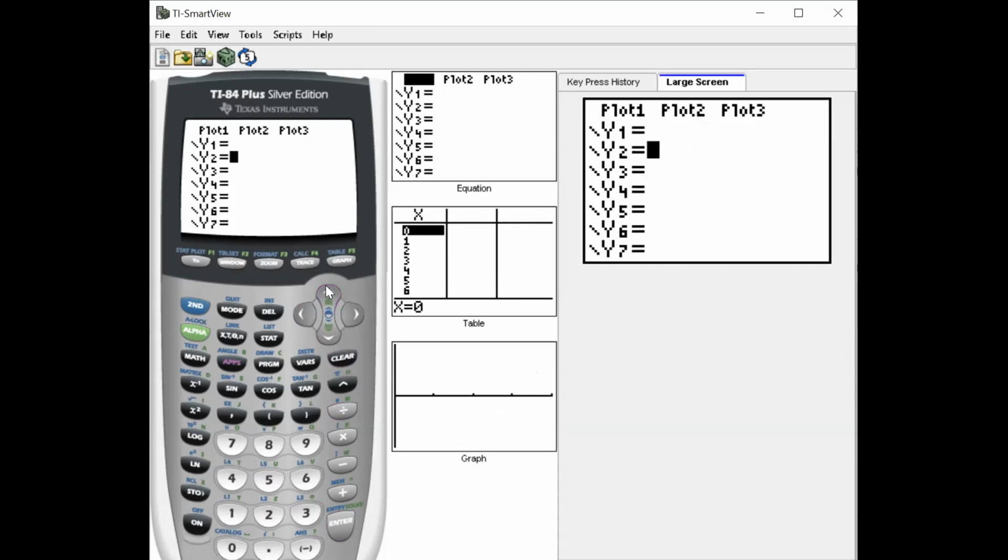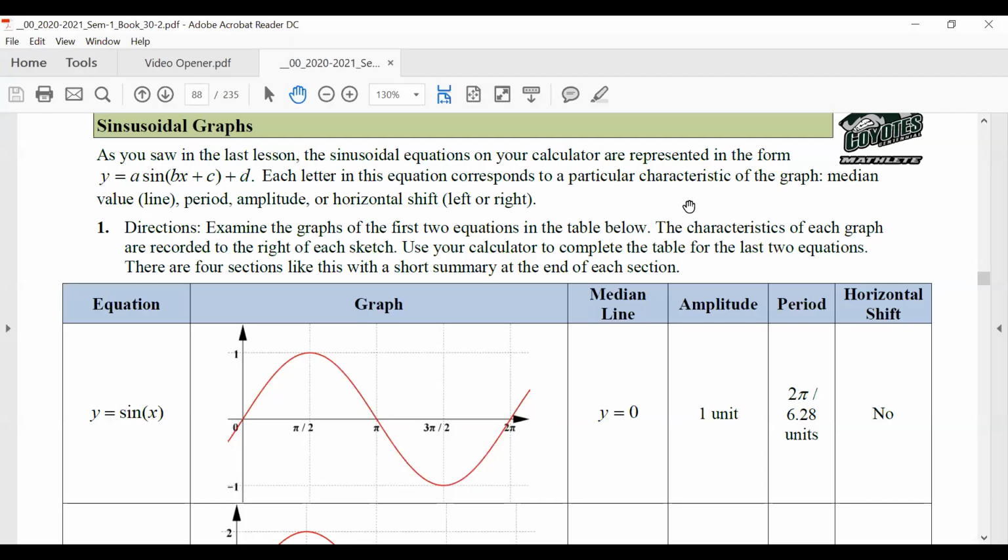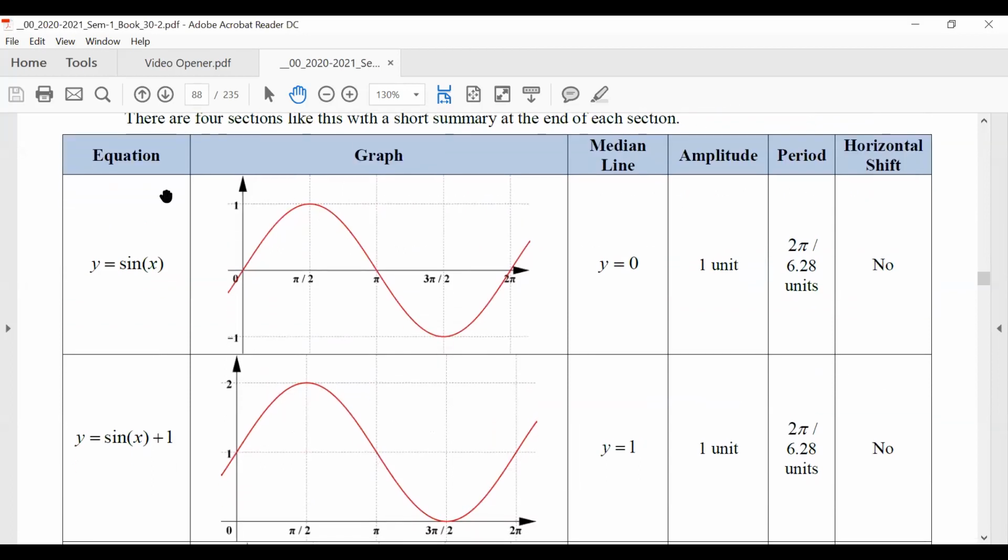Your most basic sine graph, so you're going to compare everything back to sine x. Just like that. That's your most basic graph. I really need you to know what that looks like. There it is. So if we go back and look at our book here, here is the most basic sine graph right here. As we go through this, you're going to figure out what A, B, C, and D do, like I've already talked about. So this is my most basic sine graph.